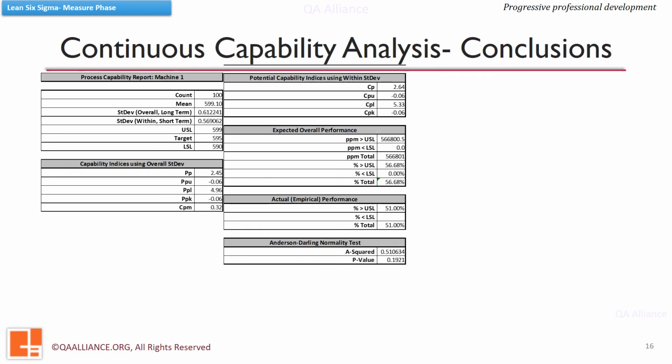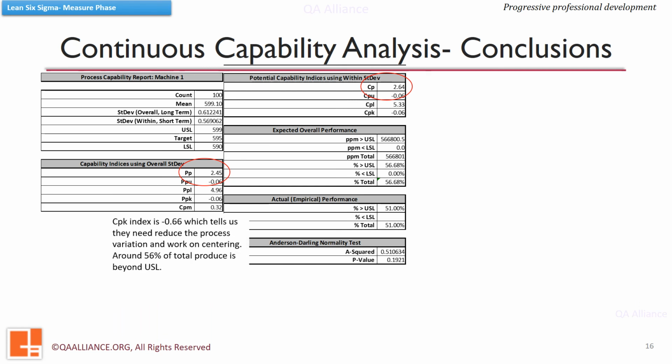Both CP and PP are indices for the spread of your process compared to the specification spread. CP is used when a process is under statistical control. PP is used when a process is initially starting out. The CPK index is -0.66, which tells us we need to reduce the process variation and work on centering. Both CPK and PPK can be negative numbers, and this means that the average process is beyond the specification limits. As we can also see, around 56% of total produce is beyond USL. A similar interpretation can be done for Machine 2 as well.